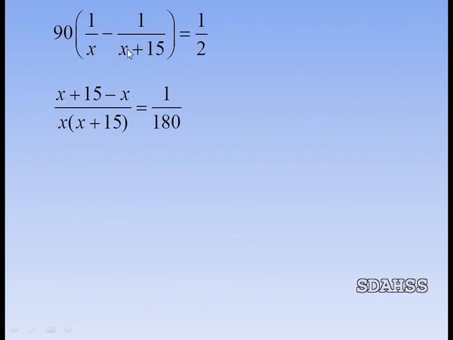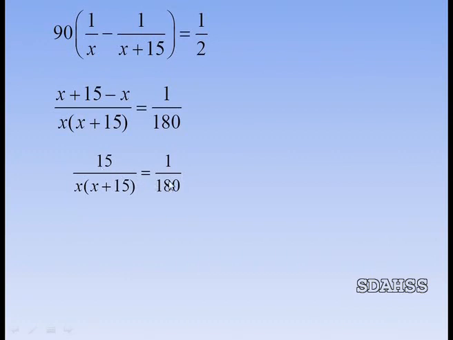Then here you take LCM. The LCM is x into x plus 15. Then cross multiply: x plus 15 minus x is equal to 1 by 180. Here plus x minus x cancel. So this becomes 15 divided by x into x plus 15 equal to 1 by 180.